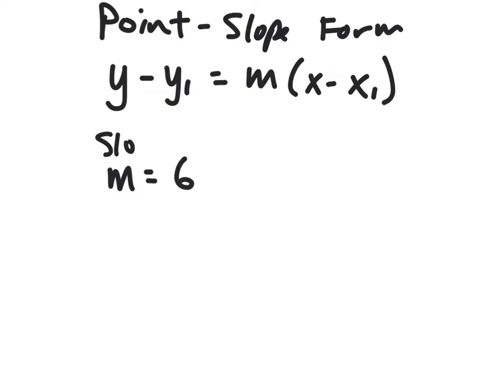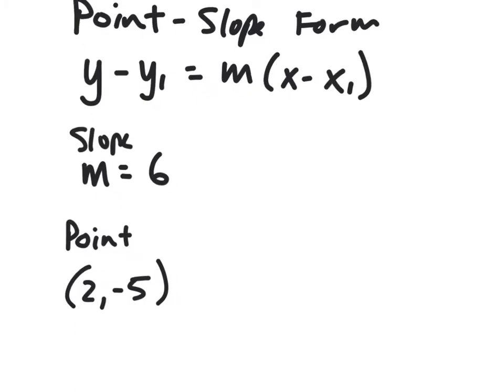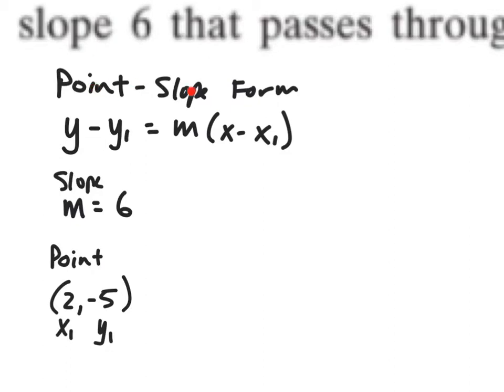So this is our slope. I need our point, which is going to be 2 comma negative 5. Let's just verify that that's what it is, 2 negative 5. So we've got the point 2 negative 5. With our slope of 6 and point 2 negative 5, this is my x sub 1, and this is my y sub 1. And hence the name point slope form, where m is my slope, and x sub 1, y sub 1 is my point.